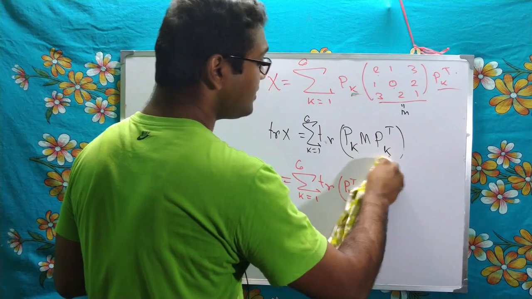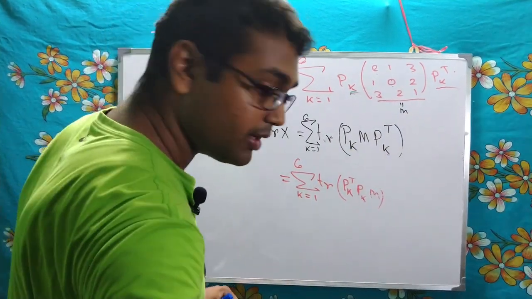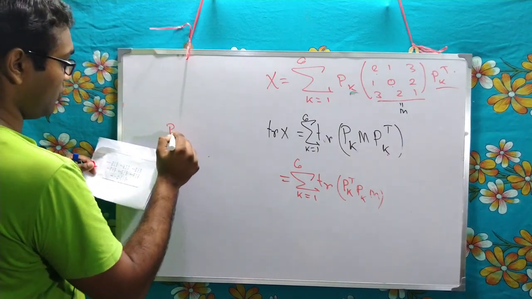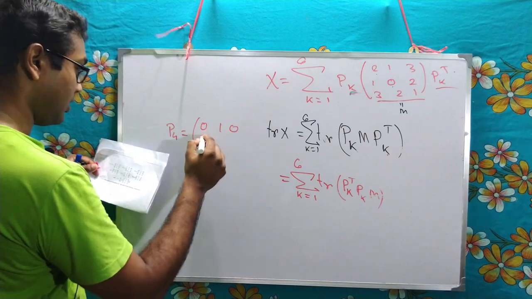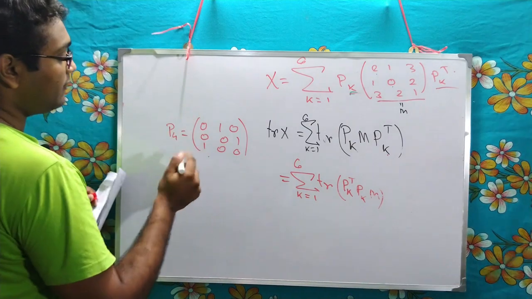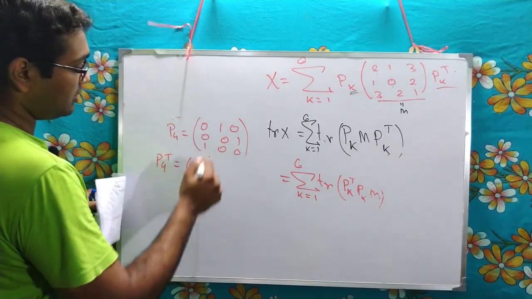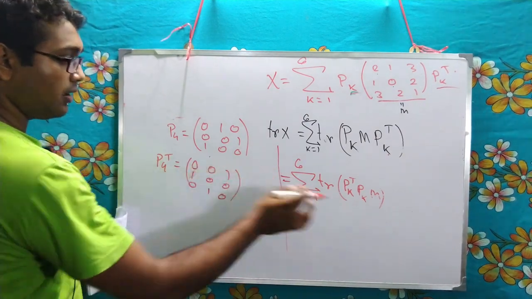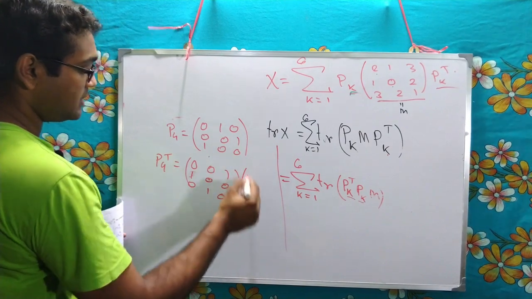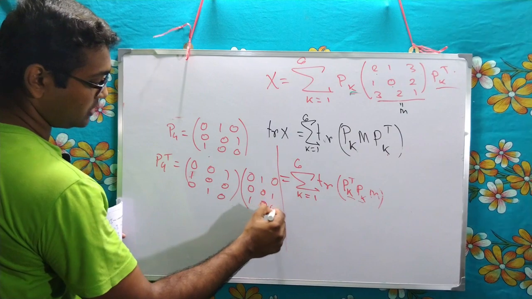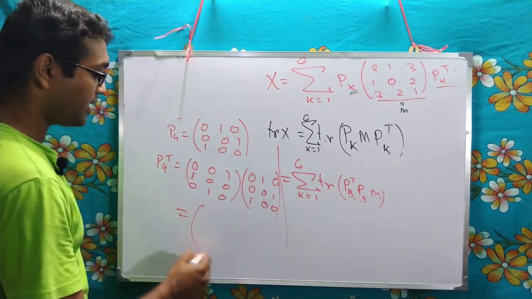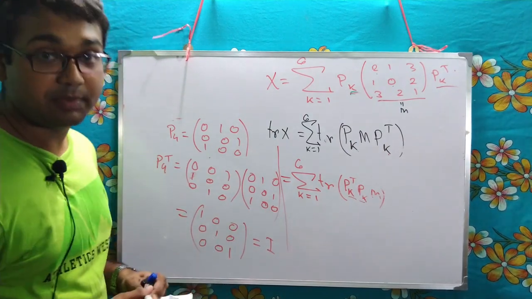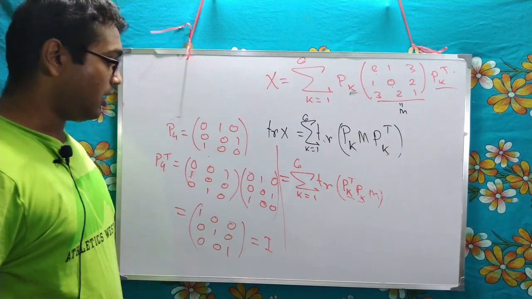Now, take any Pk from the given matrices. Let me take P4 and explain what I want to make the point. See, P4 is this one: 0, 1, 0, 0, 0, 1, 1, 0, 0. And if I take P4 transpose, it will become 0, 0, 1, 1, 0, 0, 0, 1, 0. Now, here is Pk transpose into Pk. Let me multiply it here. I don't even have to calculate this one. I know the answer will be the identity matrix, not because I have done it before, but because only these types of things happen. Then how does it happen?